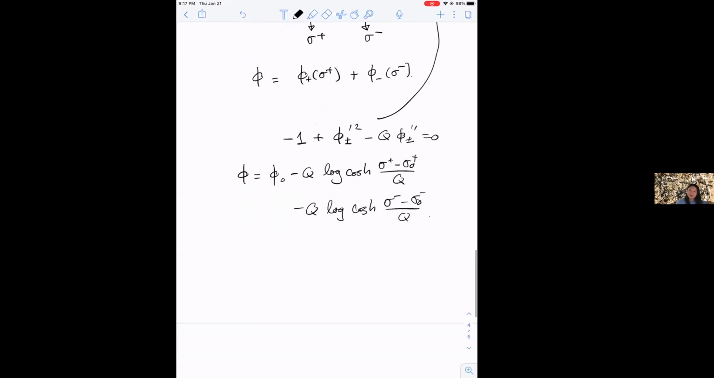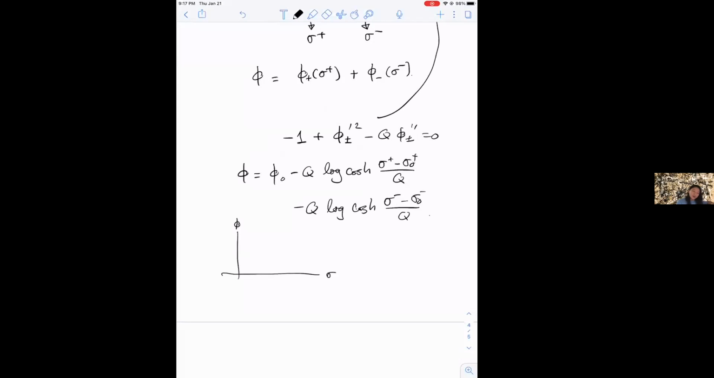Okay, so what does the solution look like? Make a plot. So here's sigma and phi at a given time. This log cosh looks like something like this, and another thing like this, and they're moving. And the total profile is the sum of the two. So it looks like something like this, right? And it kind of moves up and down in time.